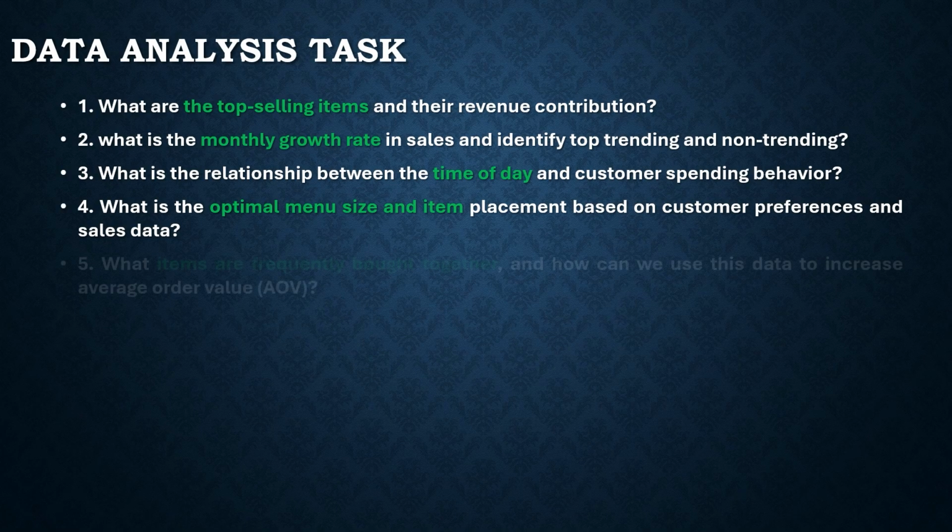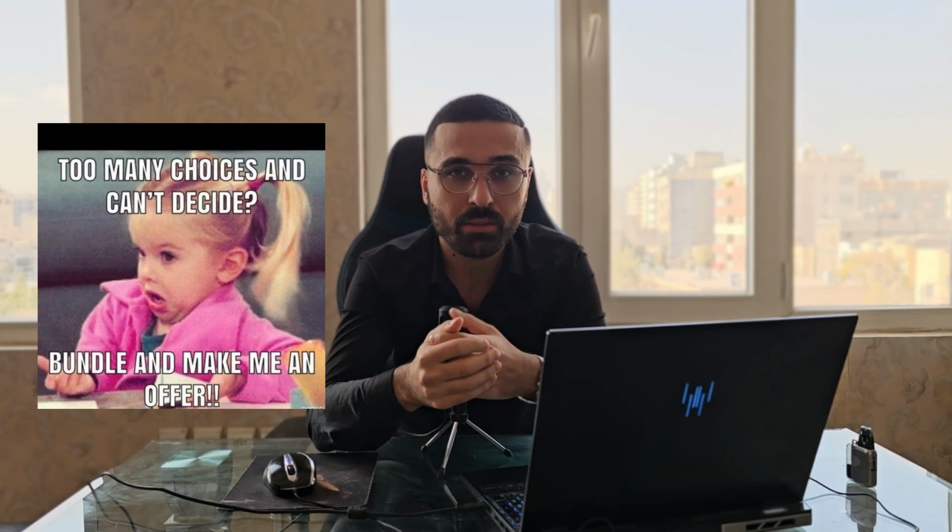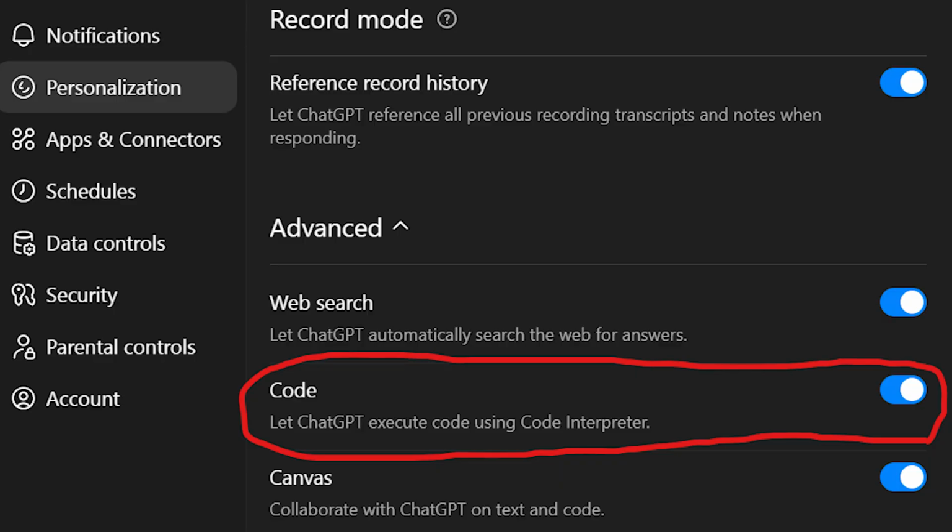Objective number 5 is to look for the items that are frequently bought together. This is very important in marketing and promoting some products. We need to bundle or maybe mix some products together in order to create an offer. I'm going to use ChatGPT and Excel together. ChatGPT, if the code interpreter is on, can calculate and process some sophisticated mathematical operations inside it.